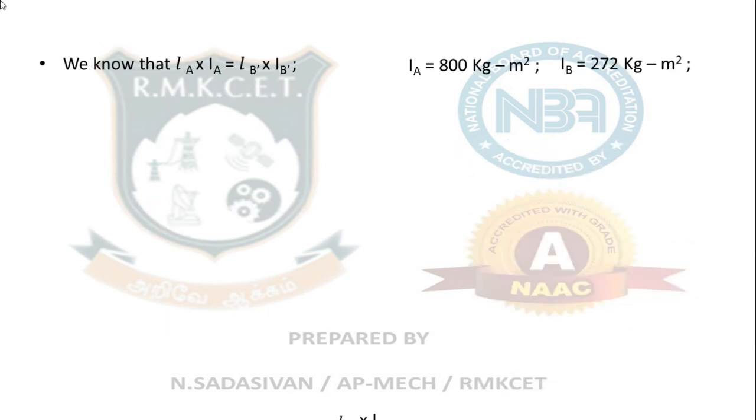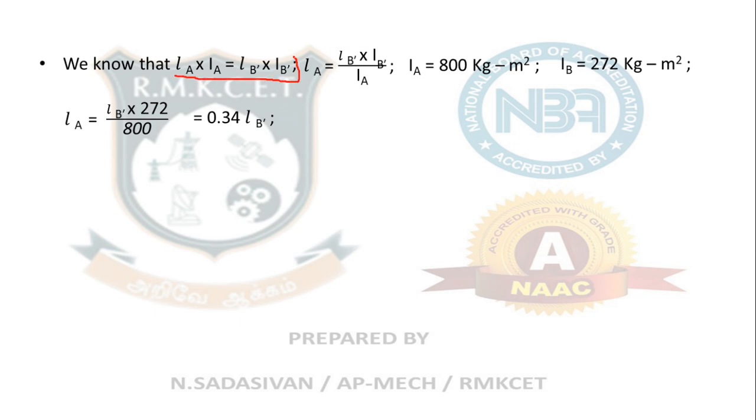So we know that LA IA equals LB dash IB dash. So LA, I am going to find an equivalence between LA and LB. The LA value is 800, IB is 272, so LA equals LB dash into IB by IA. Using this relationship, this formula, I am substituting the values of moment of inertia only, and I am ending up with the relation.